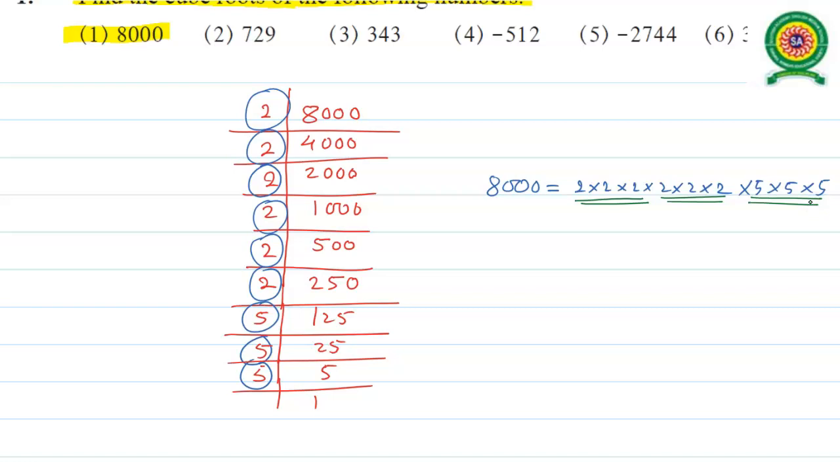So now the cube root of 8000 is of the form: first triple for the 2, next triple for the 2, and last triple for the 5. So 5 2's are 10, 10 2's are 20.